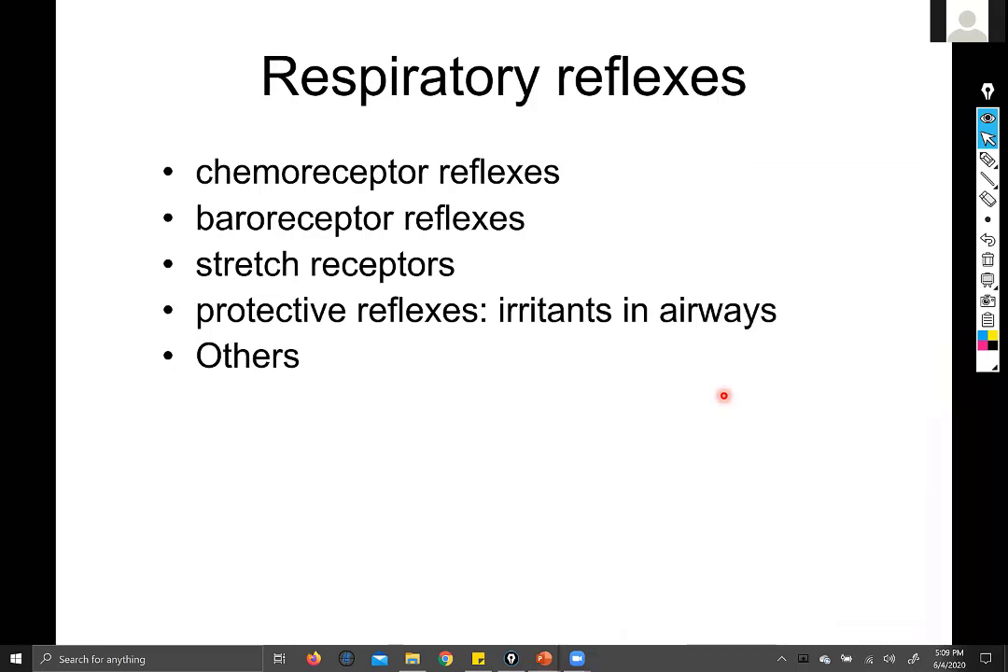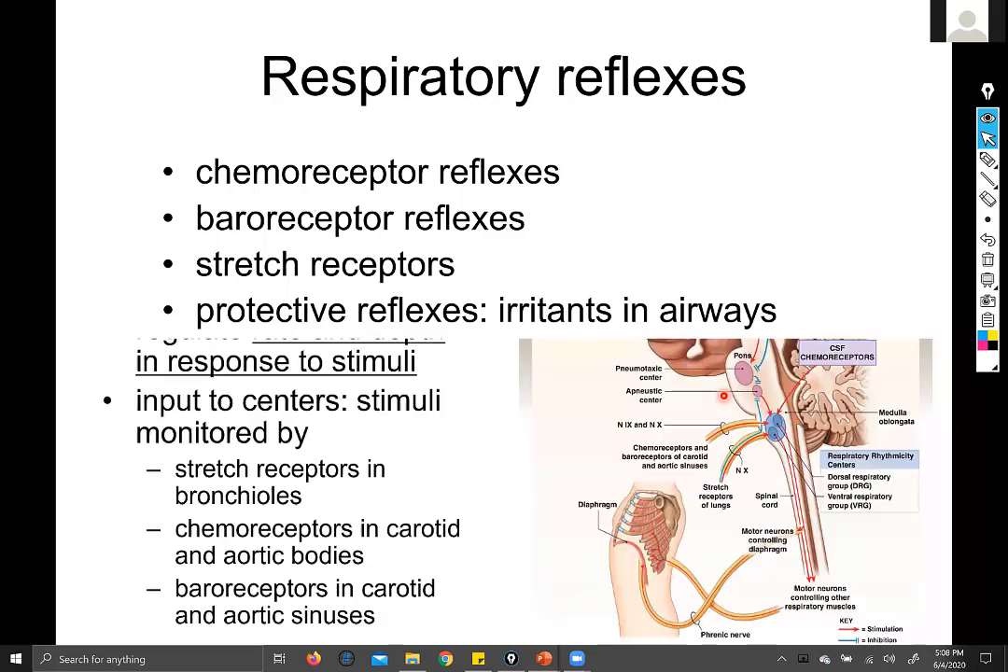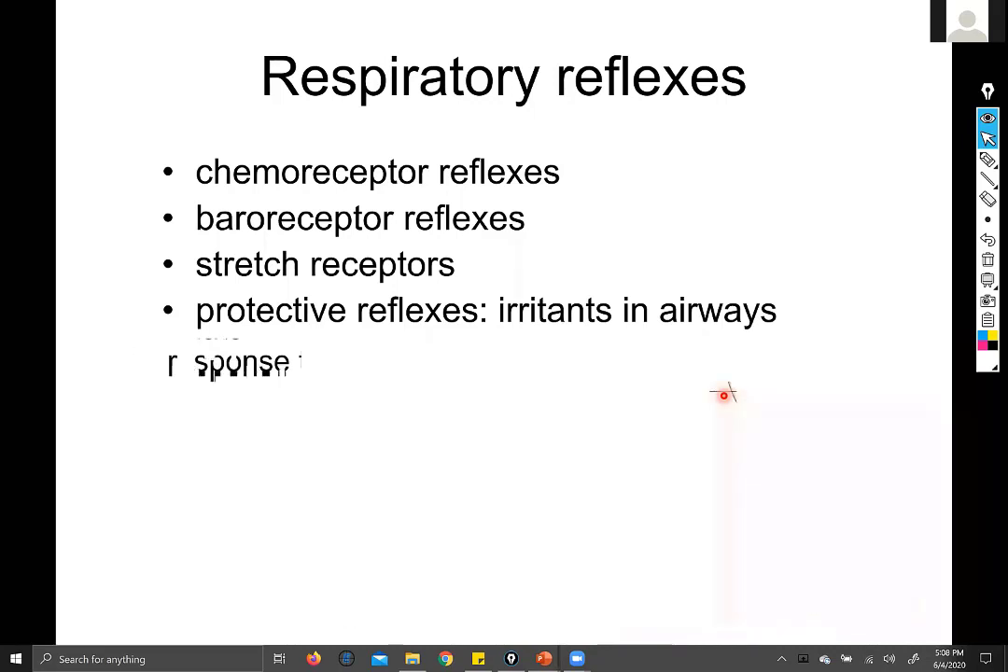So respiratory reflexes are basically ways that your autonomic nervous system primarily protects your respiratory system and helps you to breathe and change your breath patterns mostly involuntarily. So you have chemo and baroreceptor reflexes, and these are going to change the depth and rate of your breath in response to changes in blood pressure and also changes in blood chemistry.